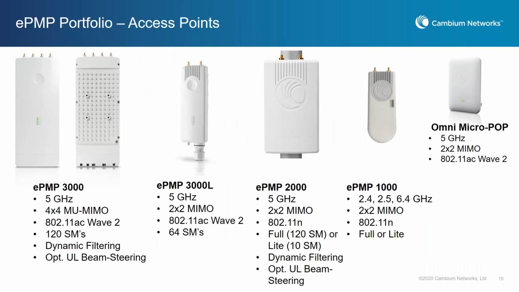So the portfolio itself, from access points, we have the 3000, which we've talked about, and the 3000L, which is a 2x2 MIMO solution. This is also based on 11AC Wave 2, but it does not do MU-MIMO, so keep that in mind as you weigh the trade-offs between the 3000L and the 3000. We still have a lot of customers deploying the 2000. That has the benefit of a high subscriber count, dynamic filtering and uplink beam steering. Customers that continue to deploy it are quite happy with it, and they can then use the 3000 in denser parts of the network.